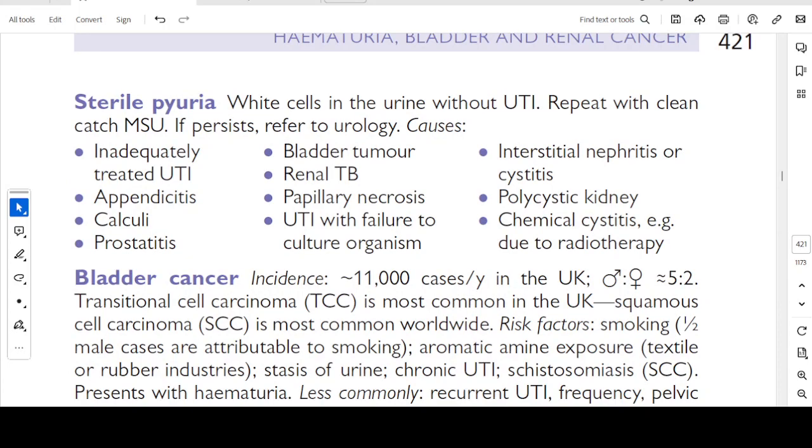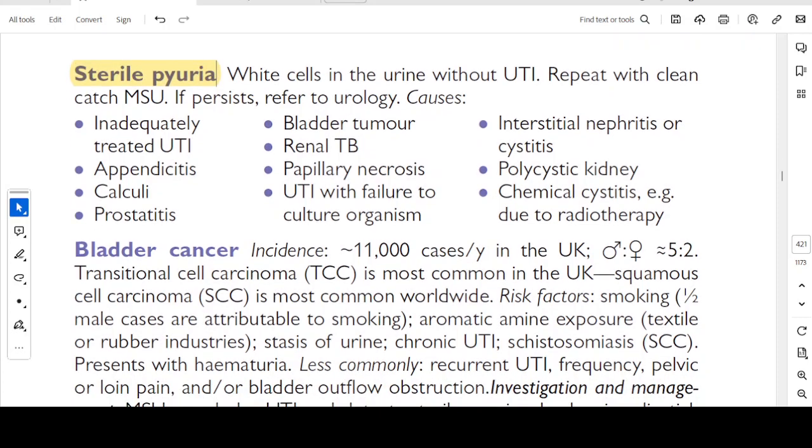Sterile pyuria: white cells in the urine without UTI. Repeat with clean catch MSU. If it persists, refer to urology. So when you find white blood cells in the urine microscopy without any UTI, that is, the leukocyte esterase and nitrates are not positive, but there are white blood cells, then repeat with a clean catch midstream urine sample. And if it is still persisting, then refer to urology because the causes could be different.